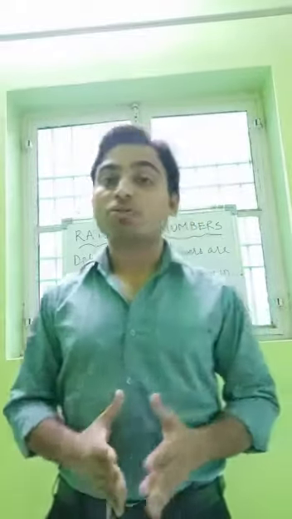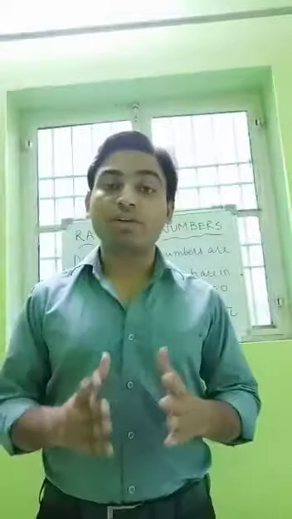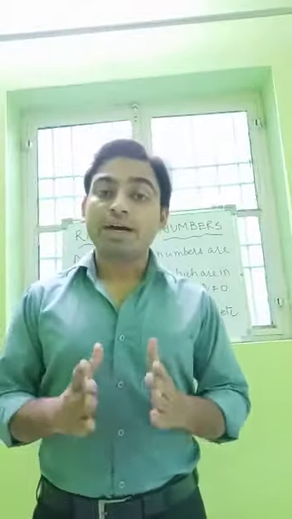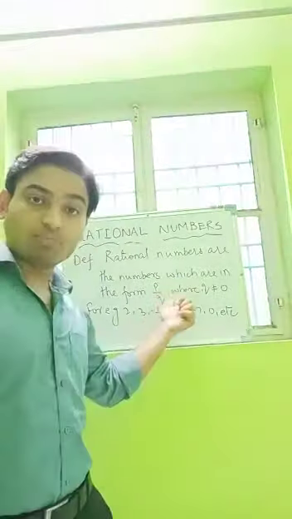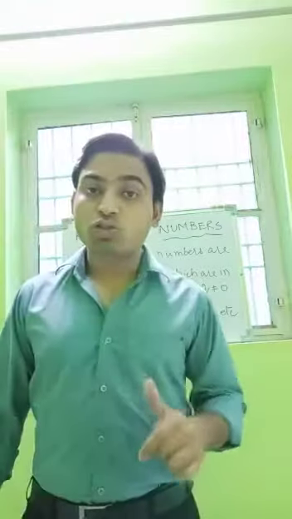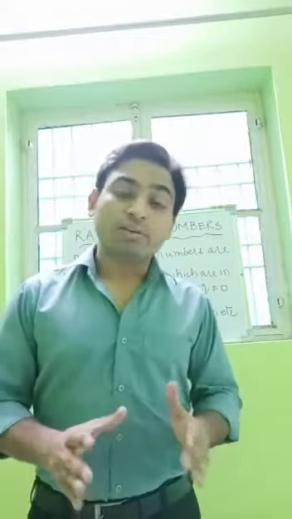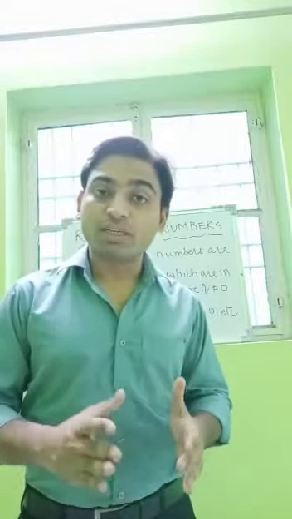The topic for today's class is rational numbers. First of all, I would like to give you the definition of a rational number. Rational numbers are the numbers which are in the form P upon Q, and Q should not be equal to 0. See, rational numbers can be positive, negative, and can be 0.